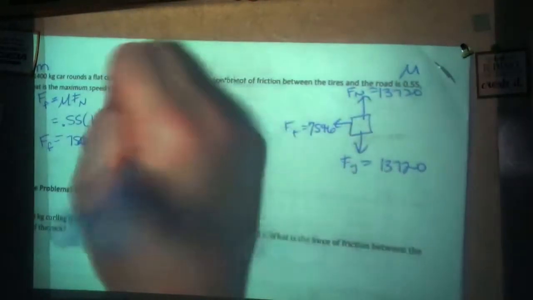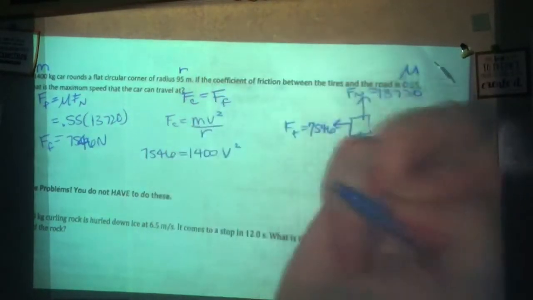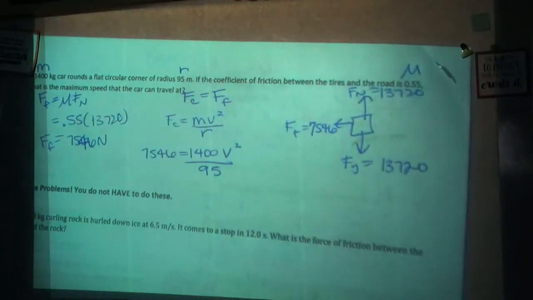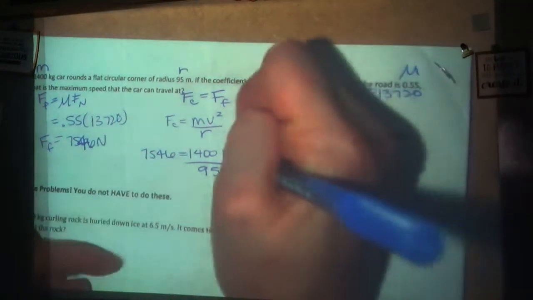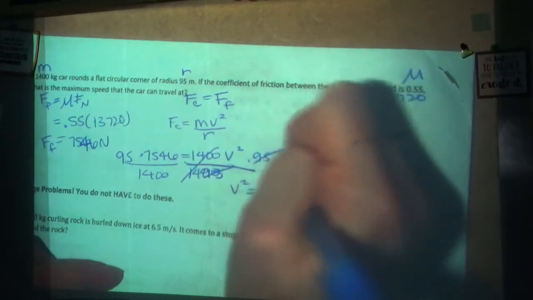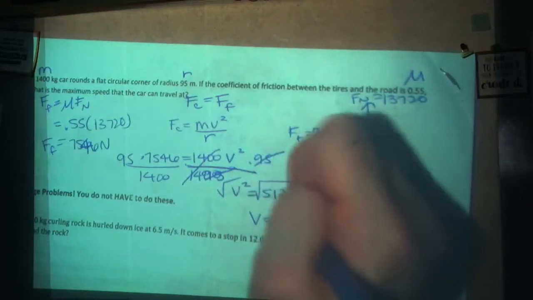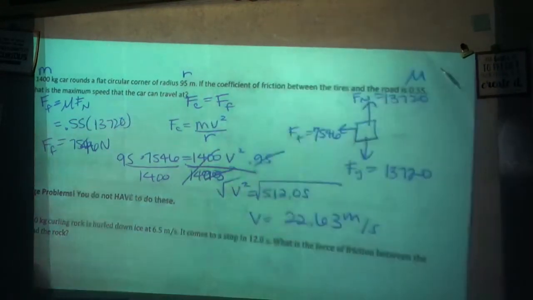So I can say centripetal force is mv squared over r. My centripetal force is my friction, so 7,546 equals the mass, 1,400, v squared, what I'm looking for is velocity, over a radius of 95. And now it's just algebra. To move the 95, you want to multiply by it. And then you want to divide the 1,400 over. So that's going to give me v squared is 512.05. The last step is to square root, and you get velocity is 22.63 meters per second.